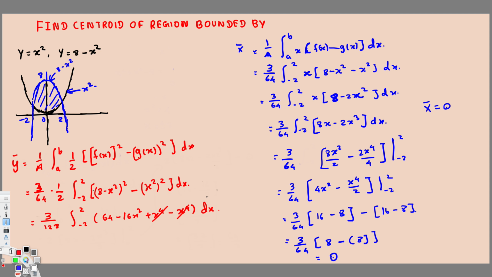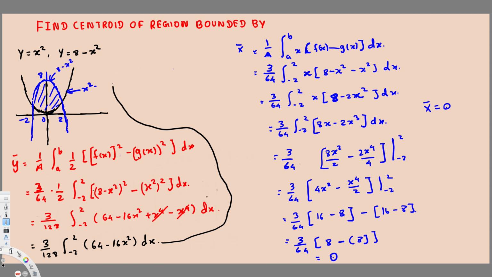So let's simplify this one. 3 over 128 going from negative 2 to 2, 64 minus 16x square dx. Okay, so we have this one. Let's do the integration. 3 over 128. If I do the integration, this is going to be 64x minus 16x cubed divided by 3, going from negative 2 to 2.